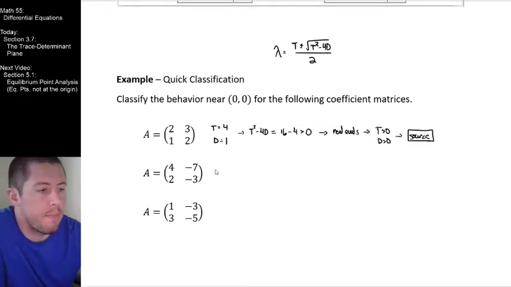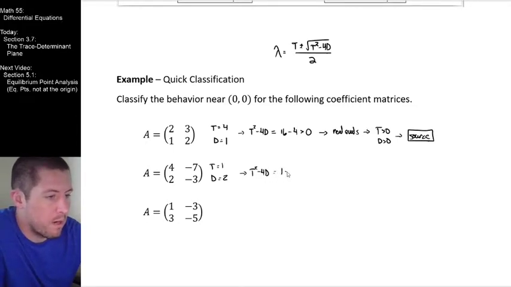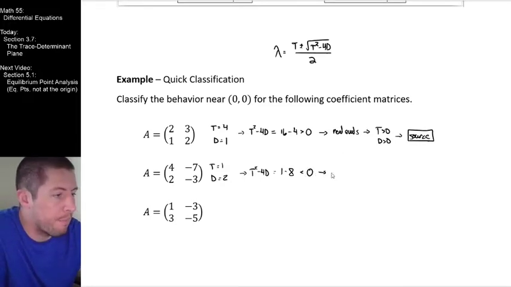All right. Same thing with this one here. Let's keep on doing these, see if we can just rifle right through them. Trace looks like it's 1. Determinant, negative 12 minus negative 14 should be positive 2. T squared minus 4d is going to be 1 minus 8, which is negative 7. I really just care that it's less than 0. So we're getting complex eigenvalues.